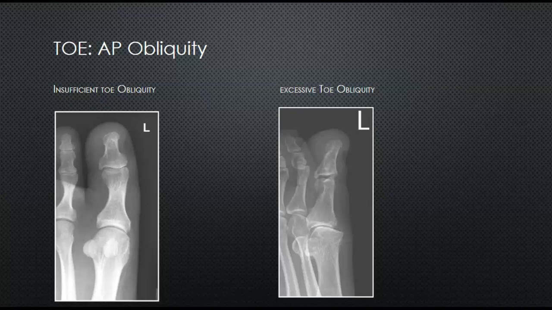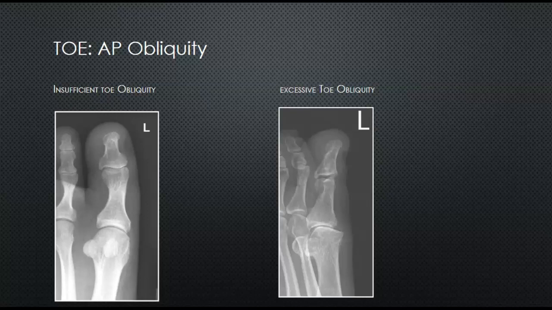Let's take a look at insufficient and excessive toe obliquity. In insufficient toe obliquity, we will see that the soft tissue width and the proximal phalanx are going to be closer to equal on both sides of the digit, okay? And when you see that, it's going to look like an AP projection rather than an oblique projection. You're insufficiently rotated, so you will have to increase rotation in order to obtain the image.